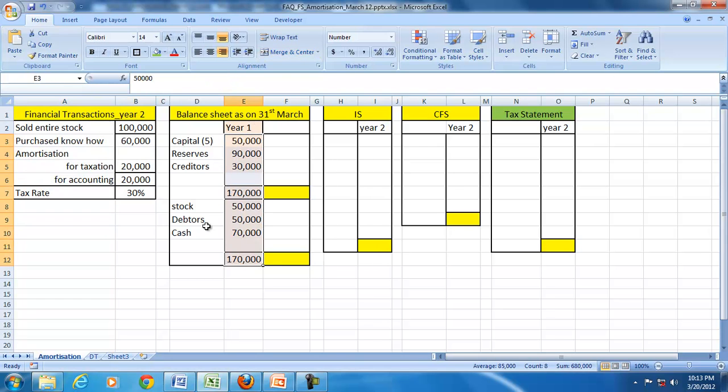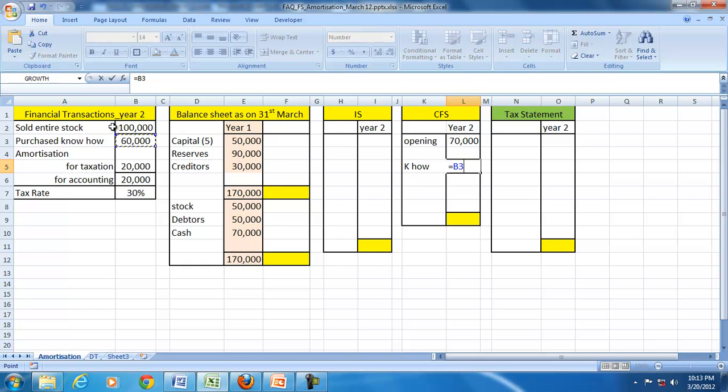So there is a balance sheet given, with very few transactions, to keep the focus on the amortization. The opening cash in hand is 70,000. You are purchasing the know-how. Purchasing know-how for 60,000 is a cash flow, and know-how is an asset to the extent of 60,000.